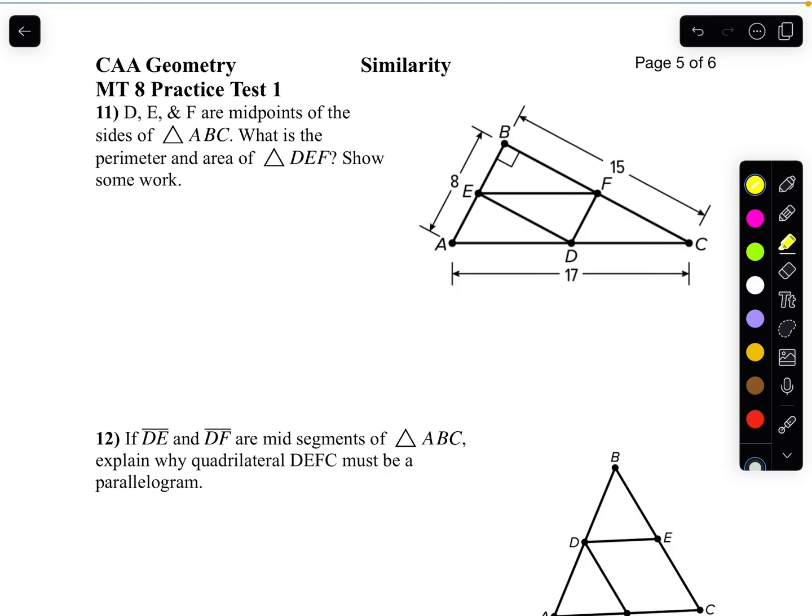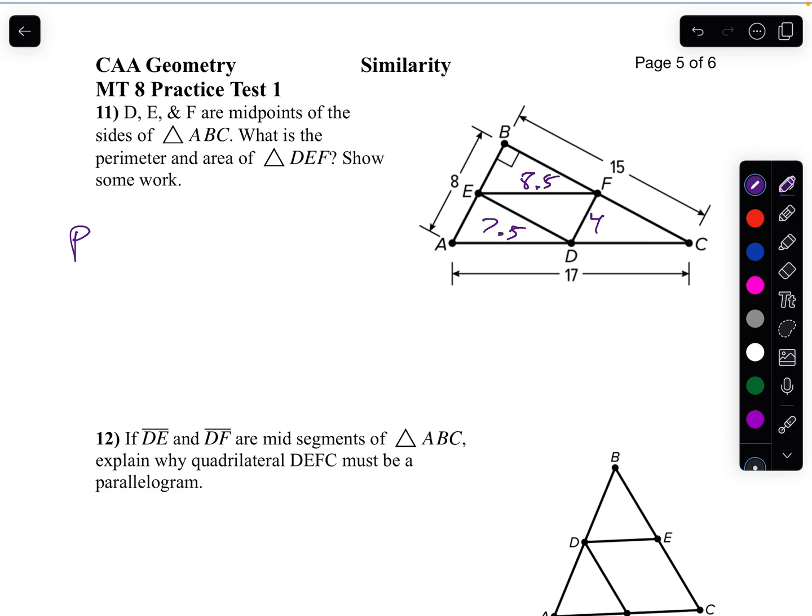On question number 11, we've got midpoints, so we have mid-segments. I want to know the perimeter and area of triangle DEF. Well, let's first find the side lengths. F to D is half of A to B, so that's 4. E to D is 7.5 because that's half of 15. Half of 17 is 8.5.